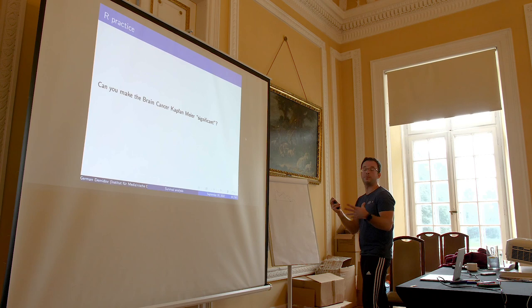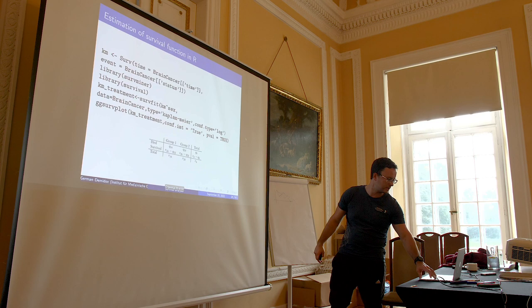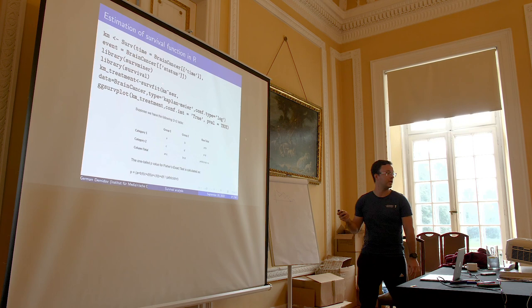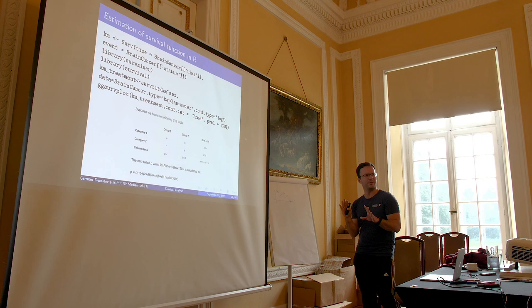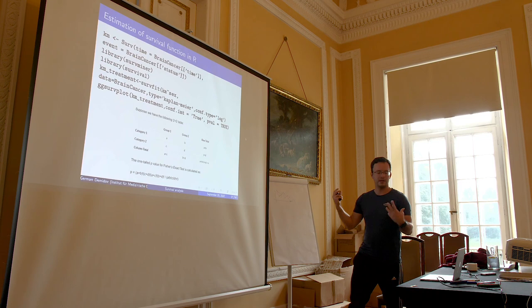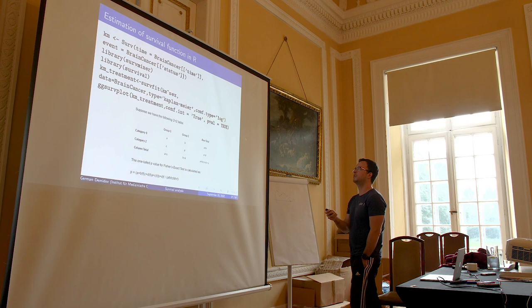Can you make the Kaplan-Meier significant? Can you get a significant p-value from here? You need to change sex to something else from the dataset and check. Don't put a continuous variable because Kaplan-Meier works only with categories. You can try to put a continuous variable inside, but we will see what happens. Most probably it will crash. So find some predictor which gives you a significant difference between the groups. You need to change sex here to something else from the brain cancer dataset.